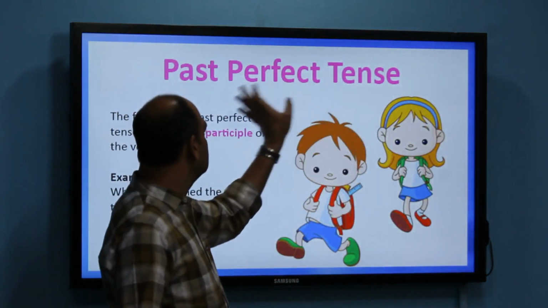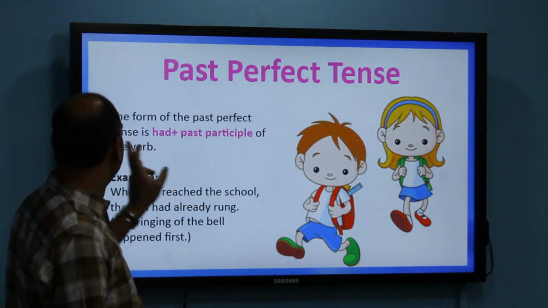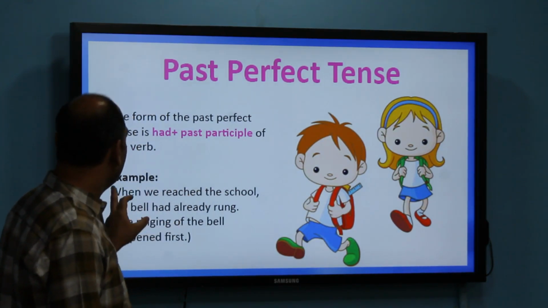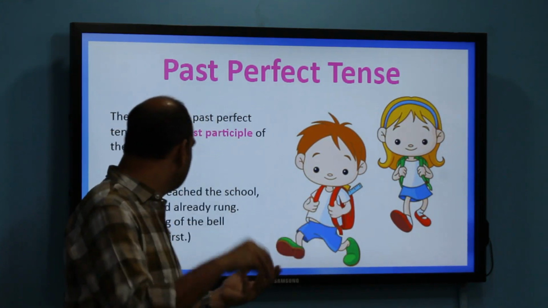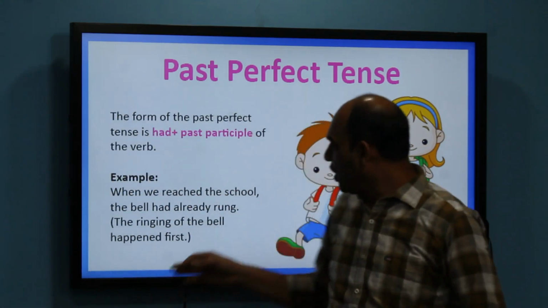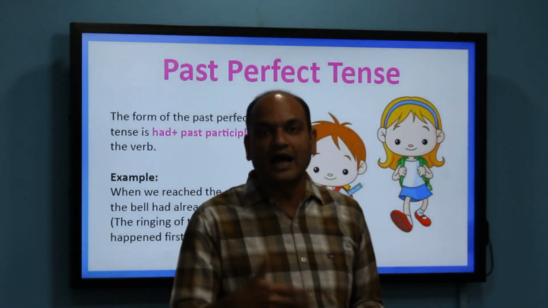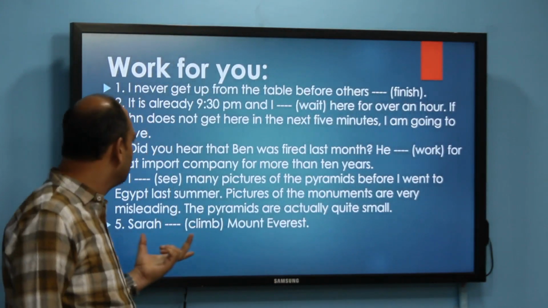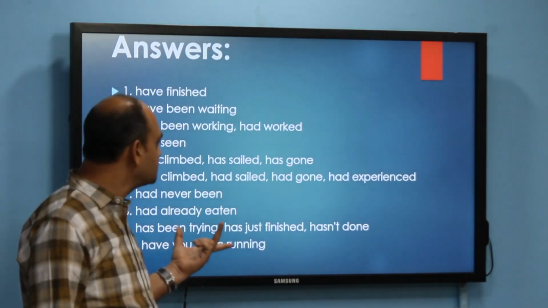Here are some examples. Past perfect tense. The form of the past perfect tense is had plus the past participle of the verb. Okay, example. When we reached the school, the bell had already rung. Means the ringing of the bell happened first. Then our action took place. This is the work for you. These are the answers, you can make a trial on your own.